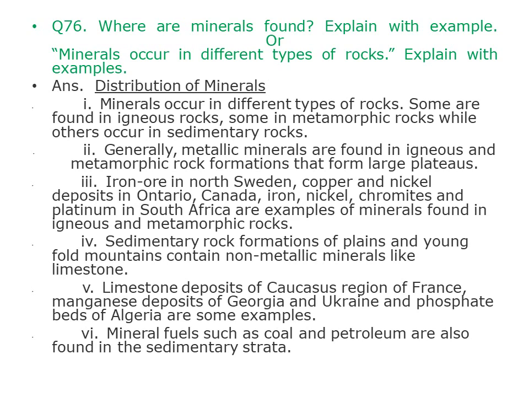Generally, metallic minerals are found in igneous and metamorphic rock formations that form large plateaus. Iron ore in North Sweden, copper and nickel deposits in Ontario, Canada, and iron, nickel, chromite and platinum in South Africa are examples of minerals found in igneous and metamorphic rocks.